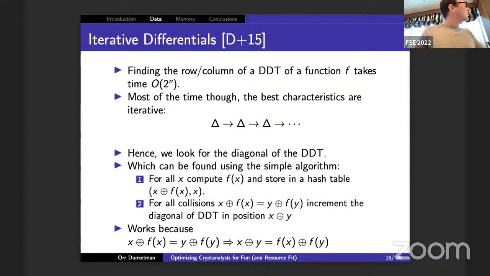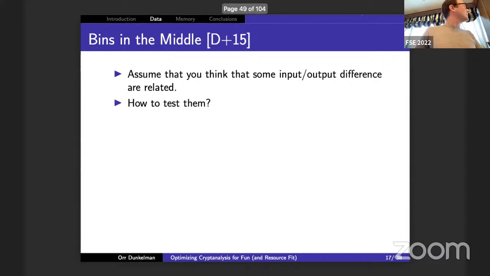Questions so far? Okay. So here's a different approach, and we call it bins in the middle. So usually you have some idea how the input difference or what good output differences will look like. So if you're discussing ARX schemes, it's usually going to be something which is very light. Right, it's not going to be something with many bits which are active because, well, when it goes through the ARX, it's probably going to cause a lot of havoc and reduce probability.